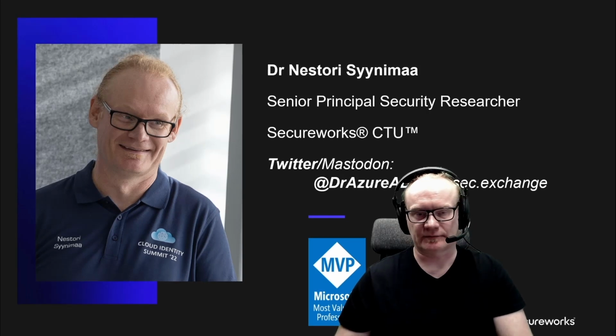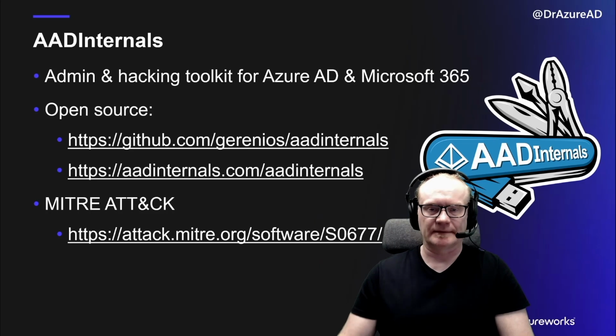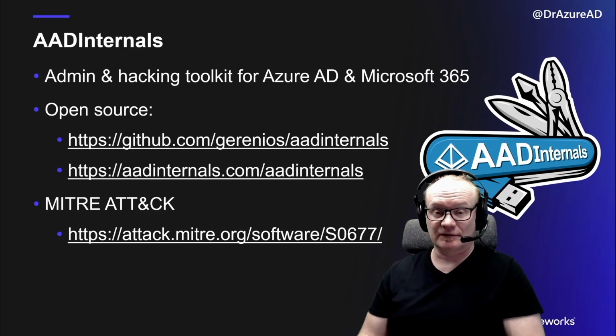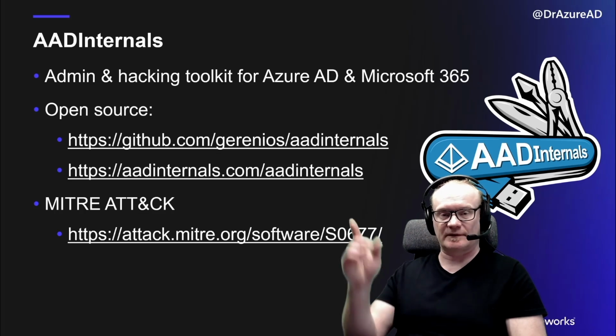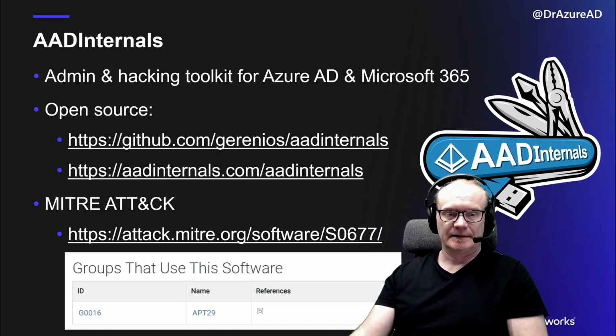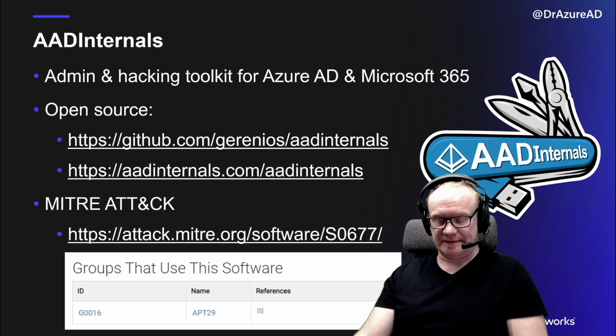And I think most of you know me from my AADInternals toolkit. It's an admin and hacking toolkit for Azure AD and Microsoft 365, and I'm going to use it today in demos. It's open source, you can get it from there. It's also listed in MITRE ATT&CK as one of the software that group APT29, also known as Nobelium, has used earlier.